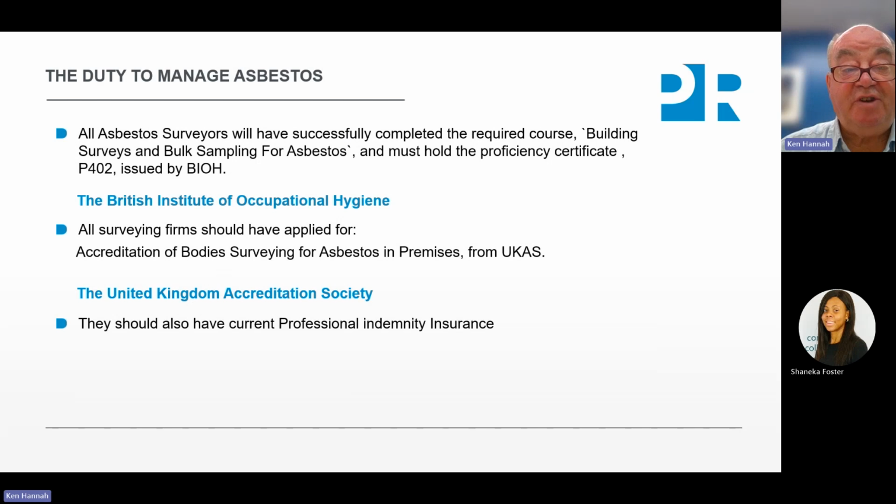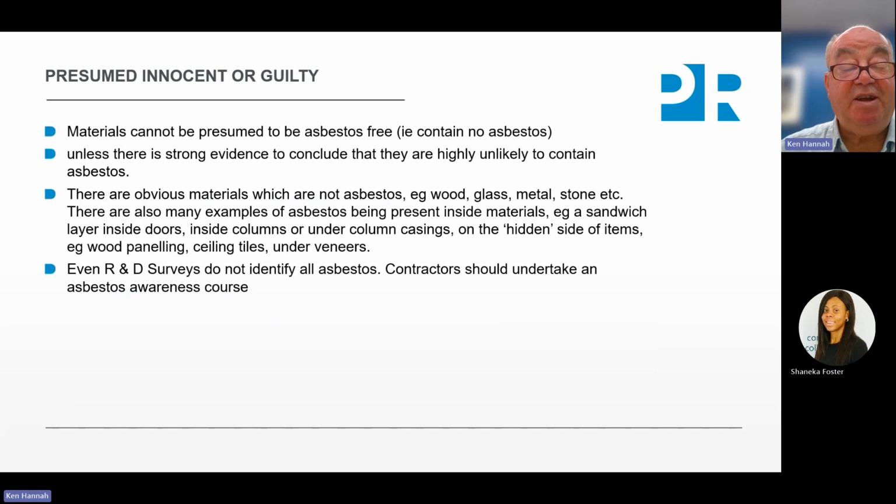All firms should have applied for accreditation of bodies surveying asbestos in premises from UKAS, and they should have current professional indemnity insurance. So if they haven't got any of that, then they are not deemed to be a competent asbestos surveyor or asbestos removal contractor if they're not a member of ARCA.